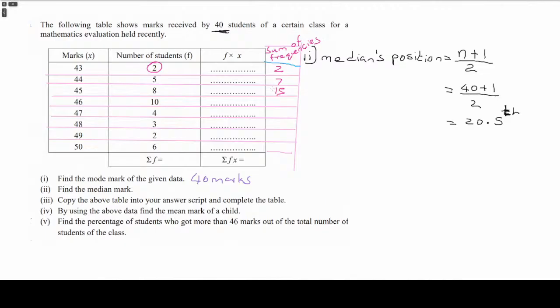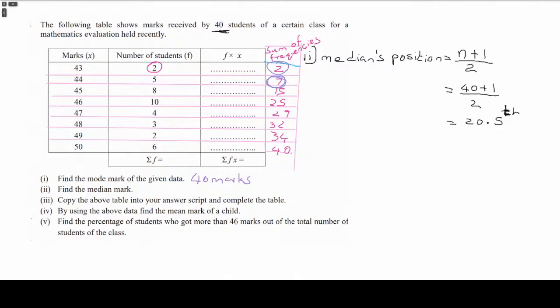Next one, 15 plus 10, 25. 25 plus this 4 is 29. 29 plus 3 is 32. 32 plus 2 is 34. 34 plus 6 is 40. Now you got to know what this means. What does this 2 mean here? It means the first 2 students in the queue have got 43 marks. And what does this 7 mean? The third student to the 7th student in the queue have got 44 marks.